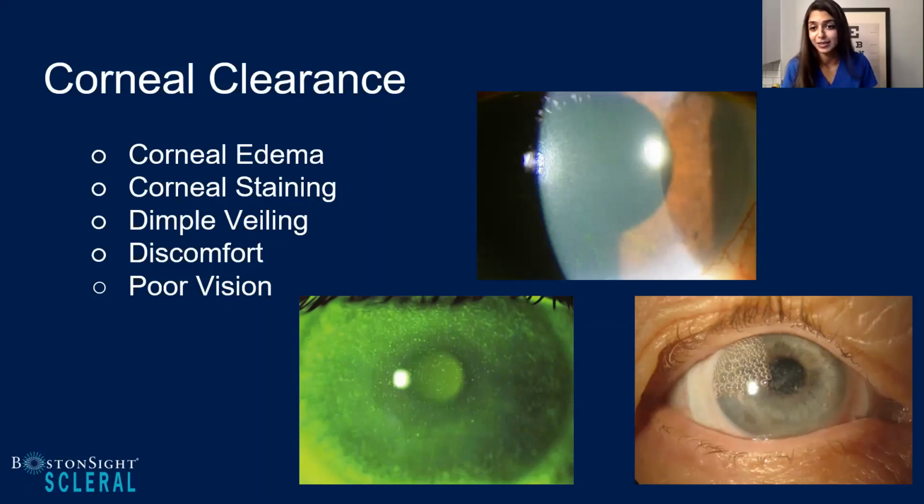Corneal staining is an example when you don't have enough corneal clearance. And this is where your dye becomes very helpful. So really looking for staining patterns and seeing if that staining pattern correlates to the area where you're questioning, is there enough clearance or is there not? Dimple veiling also is another great feature to look at on the cornea when you might have too much clearance.